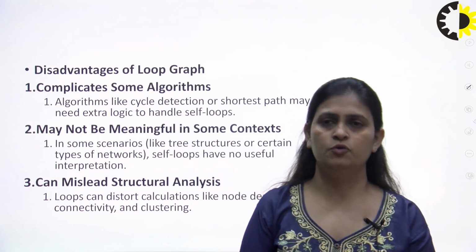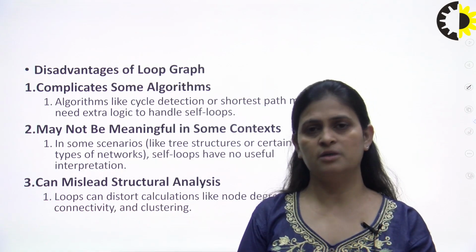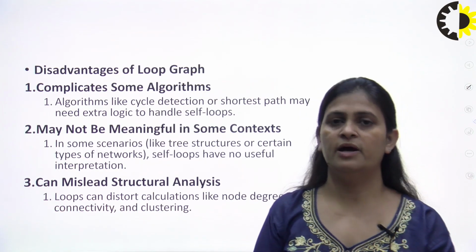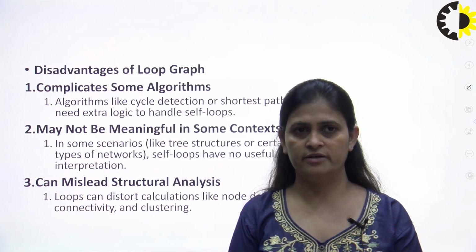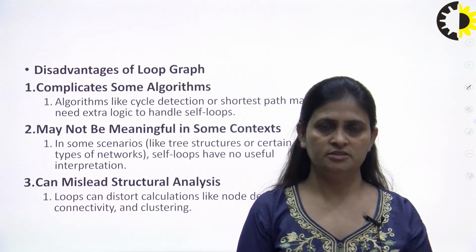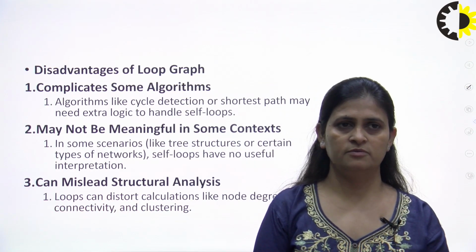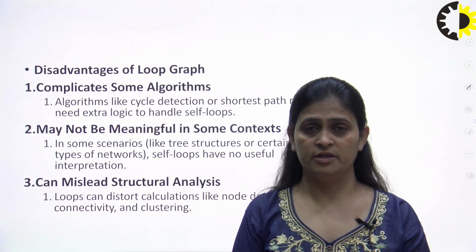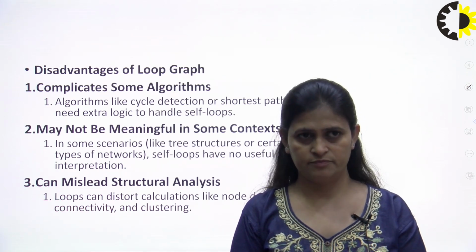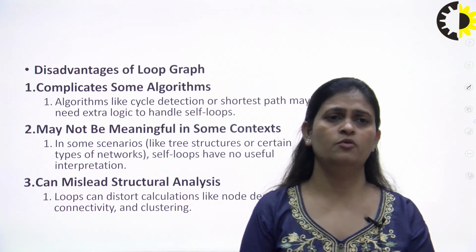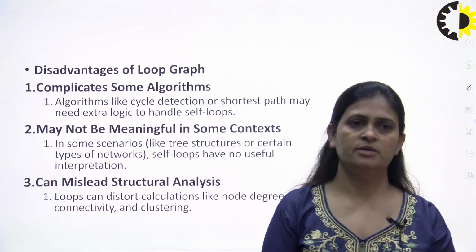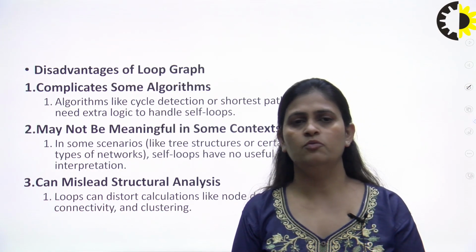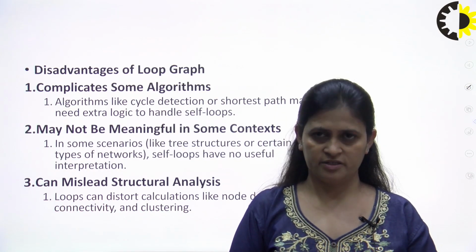Disadvantages of a loop graph. The first one is that it complicates some algorithms. Algorithms like cycle detection and shortest paths may need extra logic to handle self-loops. In this case, paths means shortest path or cycle detection, and the self-loop may be complex to recognize. It may not be meaningful in some contexts. In some contexts, like a tree structure or a certain type of network, self-loops have no useful interpretation.